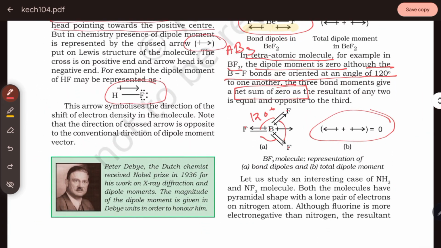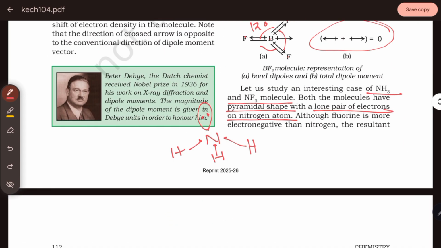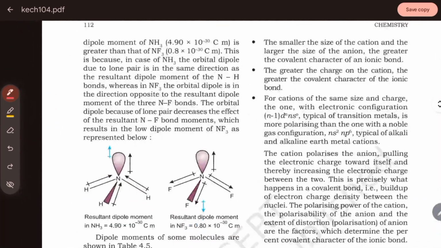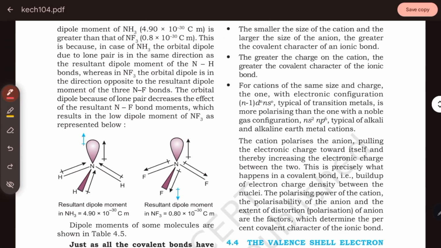Now, one interesting fact is about the NH3 and NF3 molecules. Both molecules have a pyramidal shape with a lone pair of electrons on nitrogen. If I say NH3, nitrogen has 5 valence electrons, 1, 2, 3 and another electron pair. It remains like this. In NF3 also, fluorine is occupying the place of hydrogen. So let us see the diagram over here, the pictorial representation.